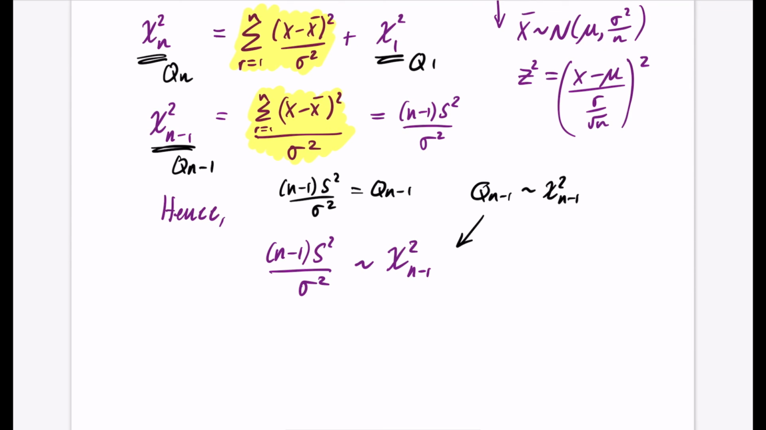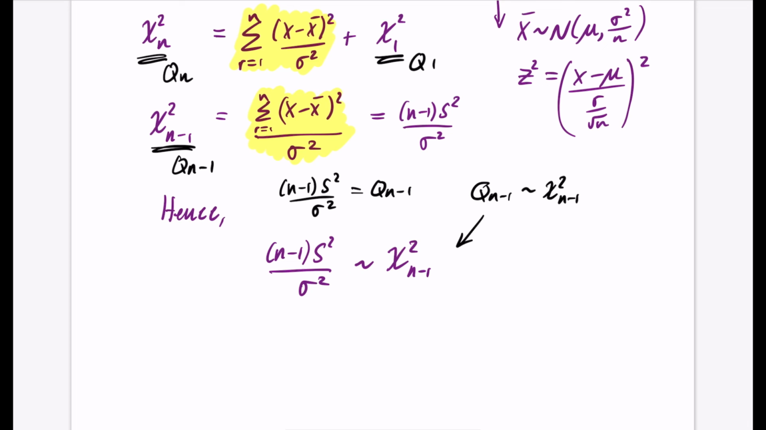So now we have that, hopefully you can believe me, that if we take the sample variance, multiply it by 1 less than the size of the sample and divide it by the population variance, that would have a chi-squared distribution with the number of degrees of freedom of 1 less than the sample size.